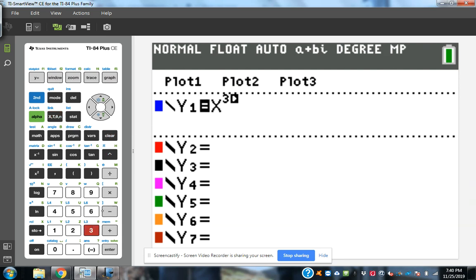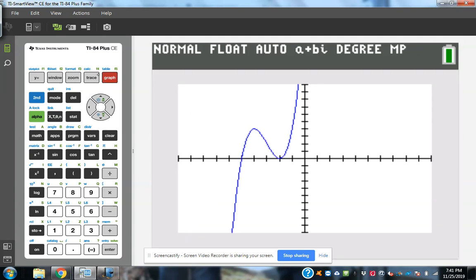X to the third plus 9x squared plus 24x plus 20. All right, this one looks a little bit different. It's similar to the ones we've done already, but it's got one key difference that I want to point out to you. Where is it crossing the x-axis?